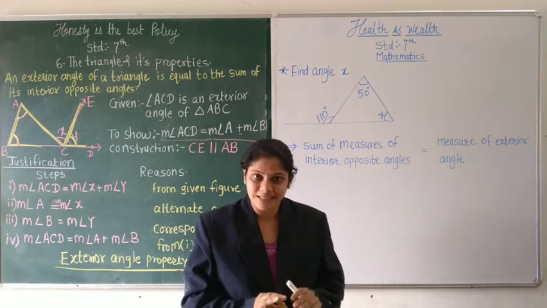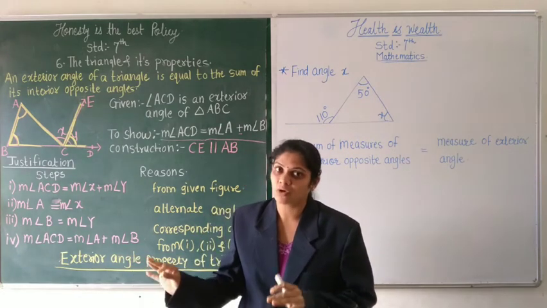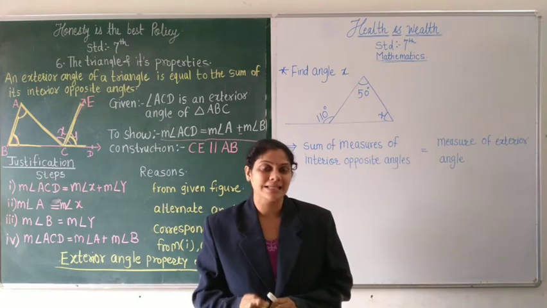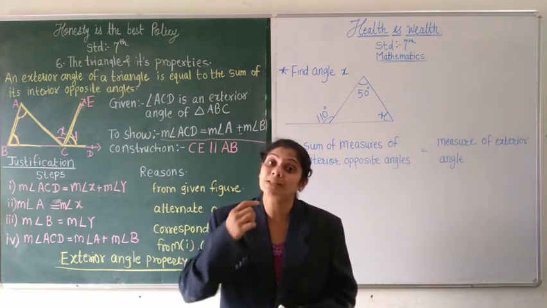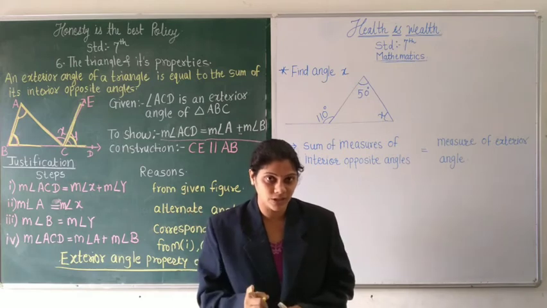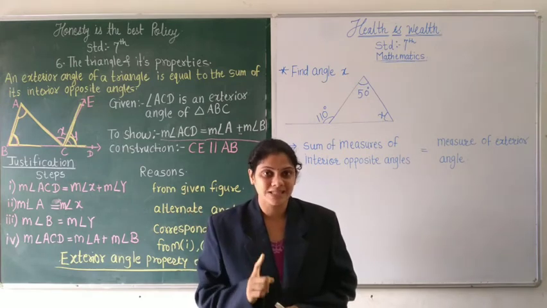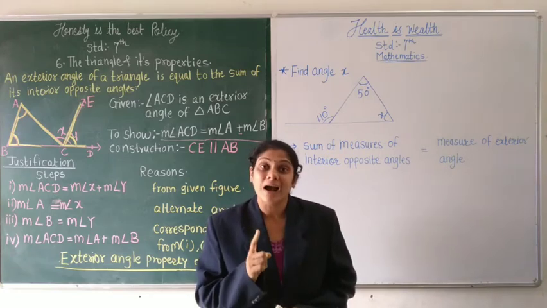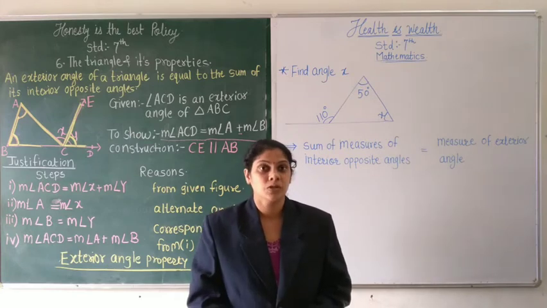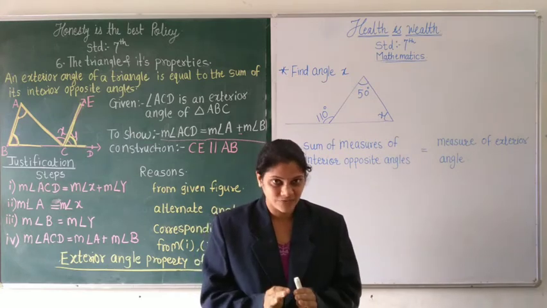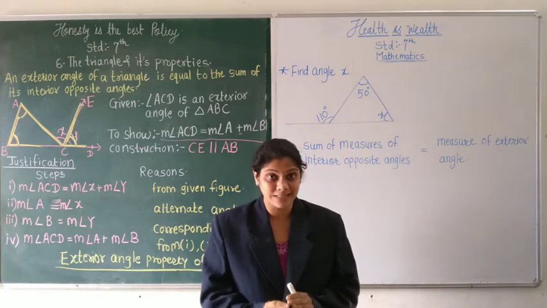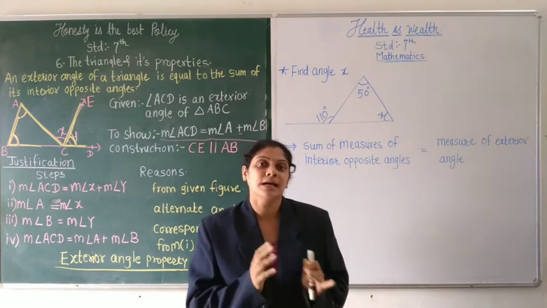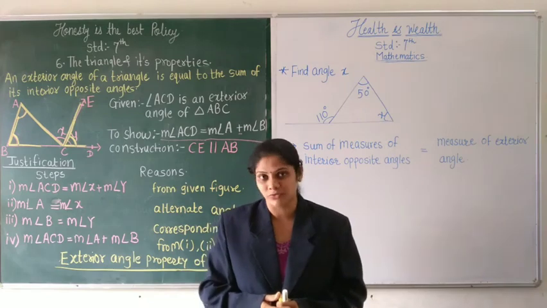First of all, have you understood how to write a justification of a given statement? Just recall that the measurement of the exterior angle is equal to the sum of its opposite interior angles. Okay, we will recall it again. The measurement of the exterior angle is equal to the measurement of the sum of the opposite interior angles. So watch this video carefully, listen to this video carefully again and again until you can understand it very well. So without wasting our time, we will start to solve the sums related to this exterior angle property of a triangle.